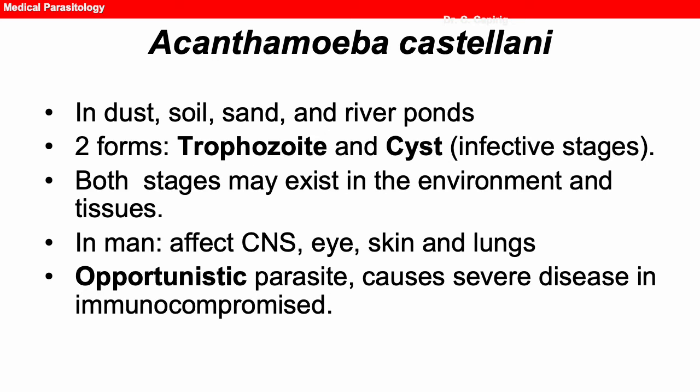For Acanthamoeba castellani, they are usually found in dust, soil, sand, and river ponds. Unlike Naegleria fowleri, Acanthamoeba castellani only exists in two forms. They have trophozoites and cysts. Both stages may exist in the environment and tissues. In man, they can affect the central nervous system, the eye, skin, and lungs. Acanthamoeba castellani is notable for being an opportunistic parasite and causes severe disease in immunocompromised patients, especially those with HIV and primary immunodeficiencies.